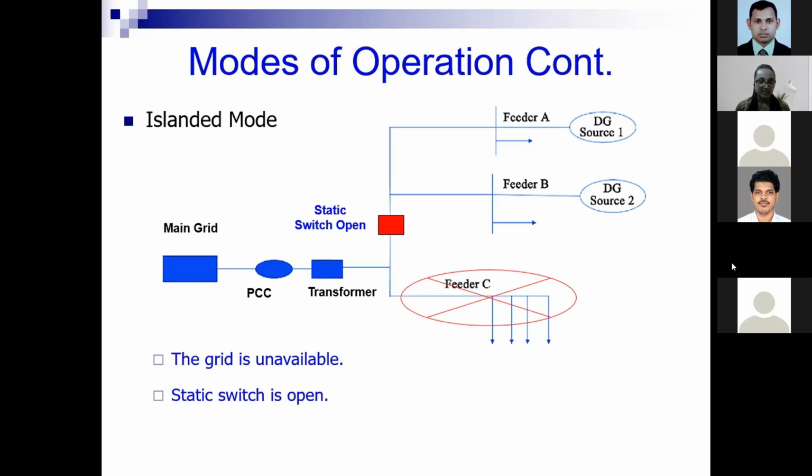Feeder C, as marked in this figure, is considered a feeder with non-critical load, such that during islanded mode operation, it is not supplied by the micro sources because it is not a critical load. So the loads connected to feeders A and B will be supplied with an uninterrupted power supply because they are considered critical loads.